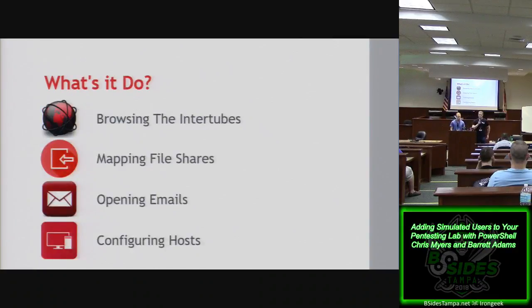Alright, so what's it do? The first thing is it browses the internet. So that's probably one of the biggest things users do every day. We browse the internet, we map file shares, and we also open emails, including any attachments that are inside of them and any embedded links. We'll browse those as well. And then it's a bit convoluted to get it set up if you're running on multiple hosts, so we have some configuring functionality built in there as well.